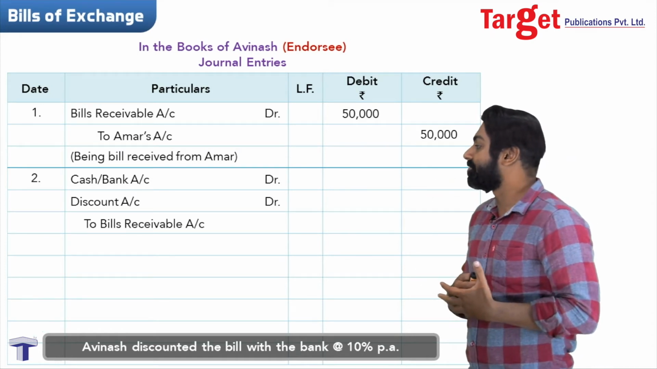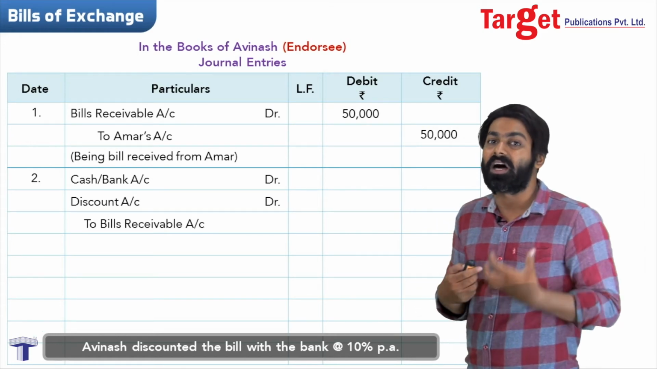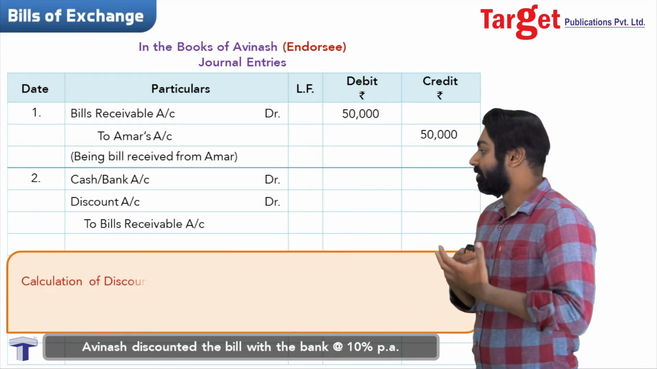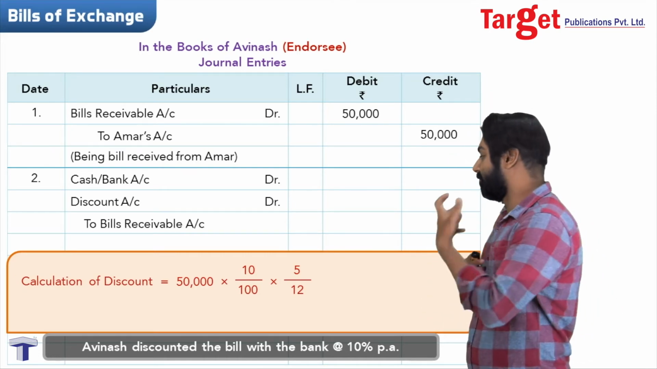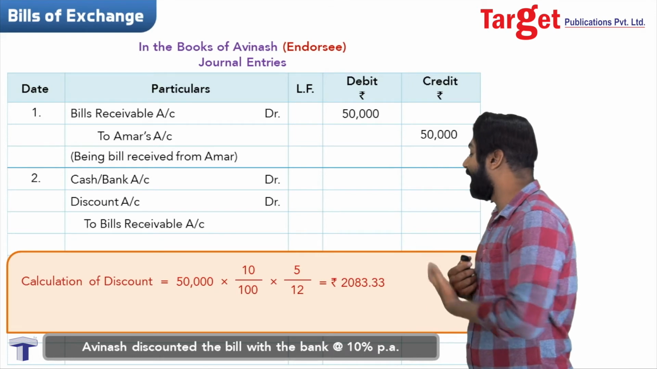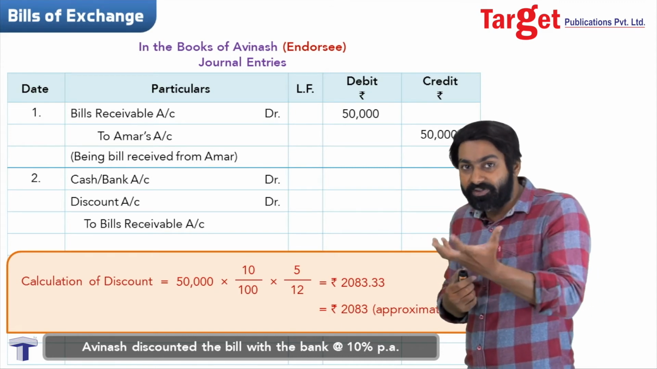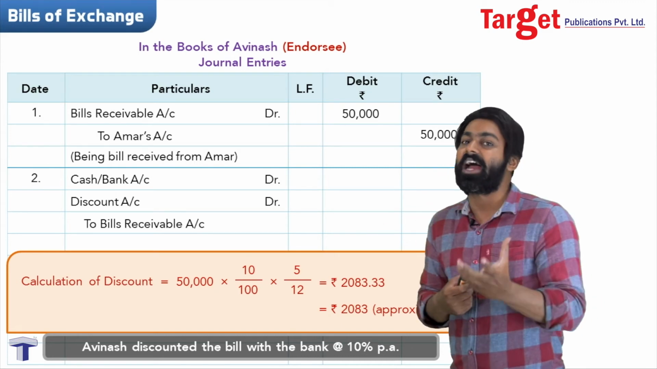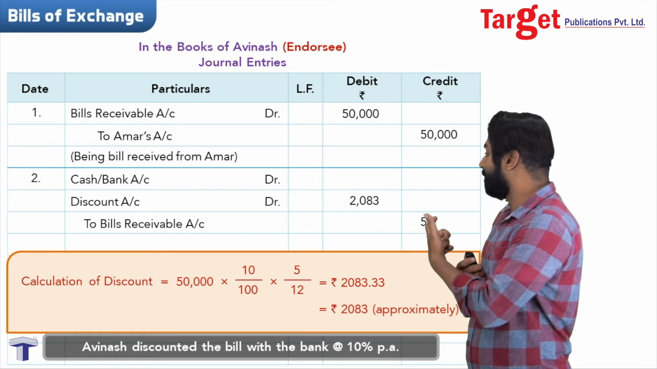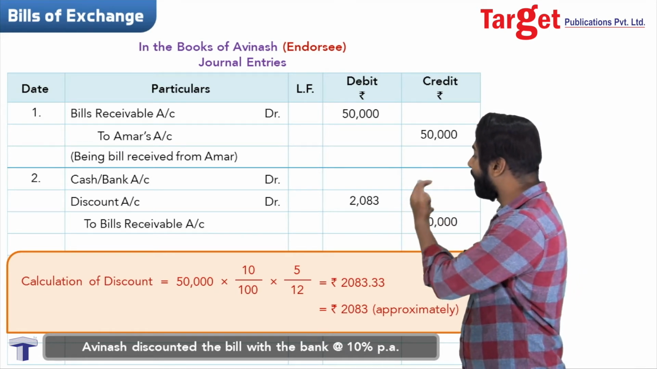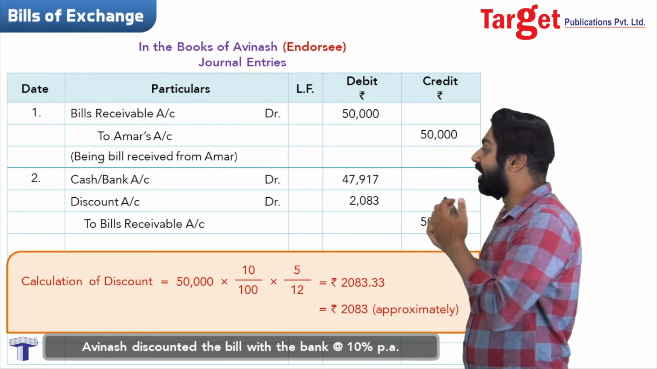Now we will have to find out the amounts. As we know, Bills Receivable is 50,000, because the bill is for 50,000, but then we will have to calculate the amount of discount. So let us see the calculation. 50,000 into 10 upon 100 into the period of the bill, 5 months, so 5 upon 12. The amount comes to 2083.33. You can round it off to 2083. So for the bill amount of 50,000, the discount at the rate of 10% for 5 months comes to 2083. So in our entry, Bills Receivable will be 50,000. Out of that, the bank will deduct a discount of 2083 and remit 47,917 to Avinash.